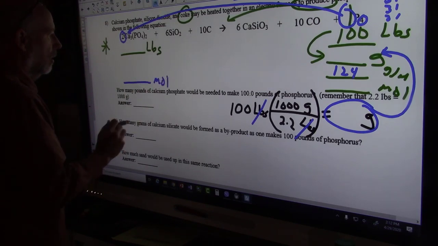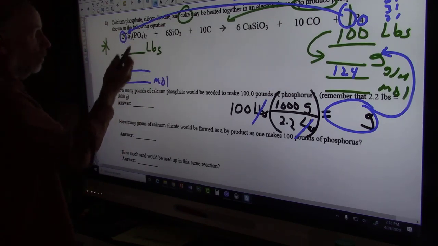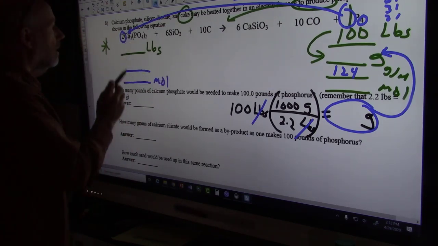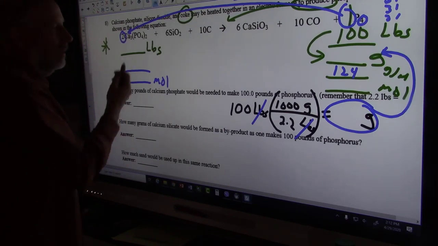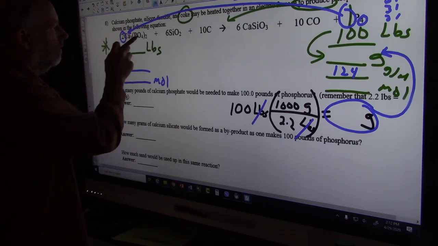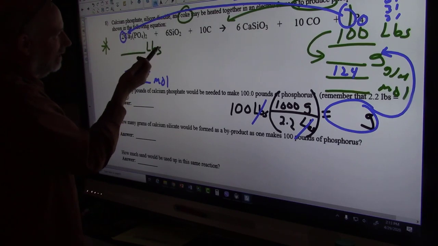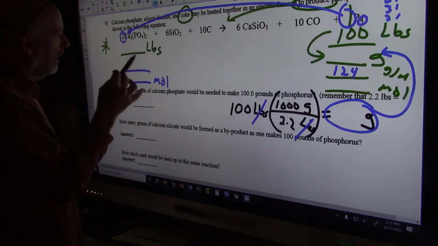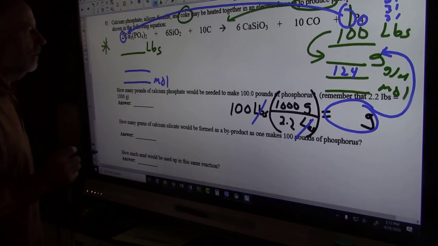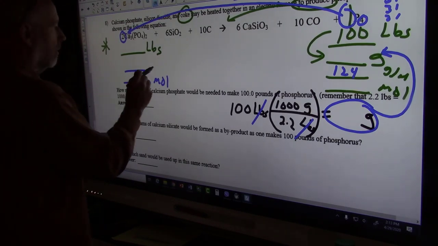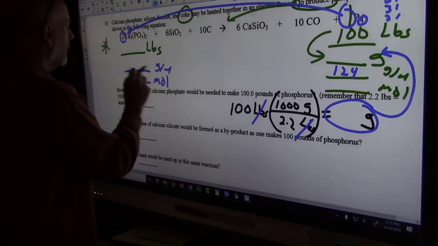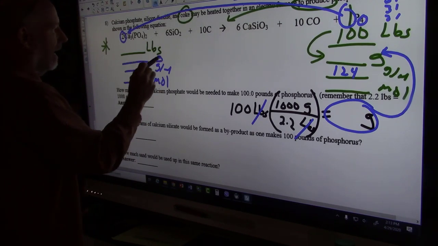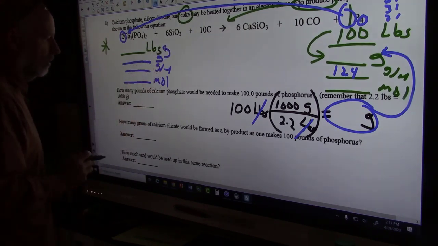Okay, you need the molar mass of Ca3PO4. That's going to be a big one. Because I think PO4 is about 96 or something like that. You've got 2 of them. So that's darn near 200, plus 3 calciums, which is 40 plus 40 plus 40. It's going to be a little shy of 320 grams per mole. That'll give you grams, and then you've got to go from grams to pounds.